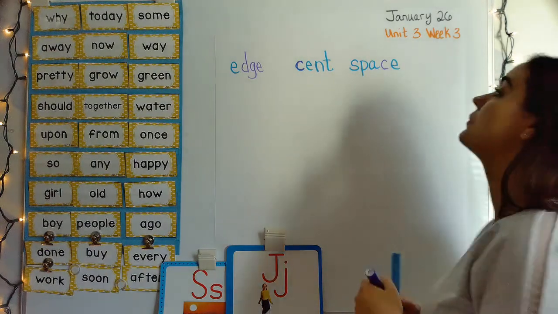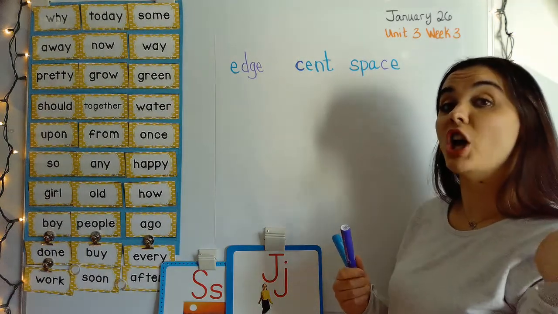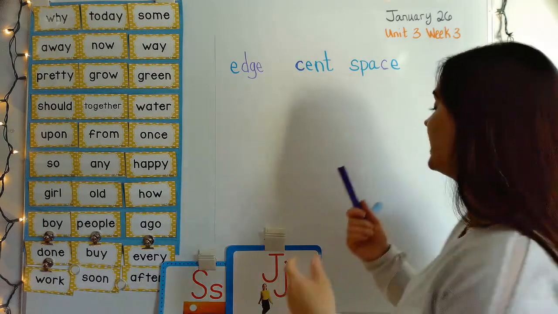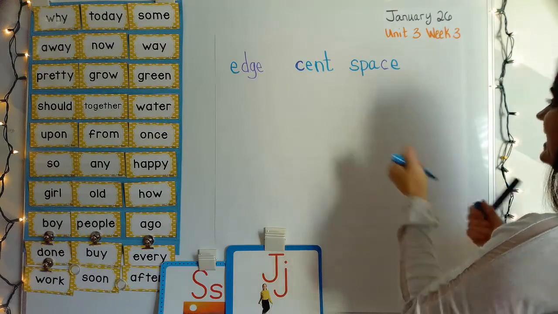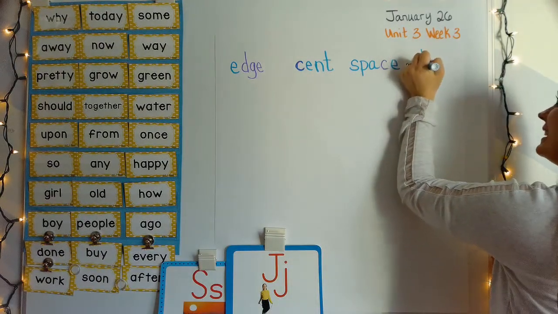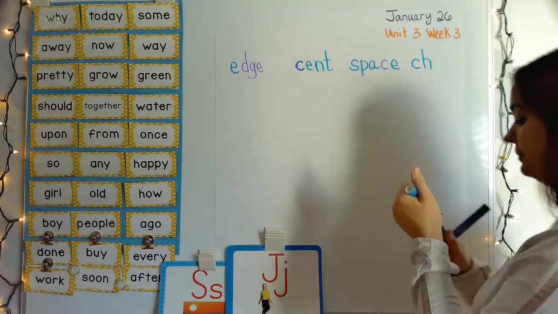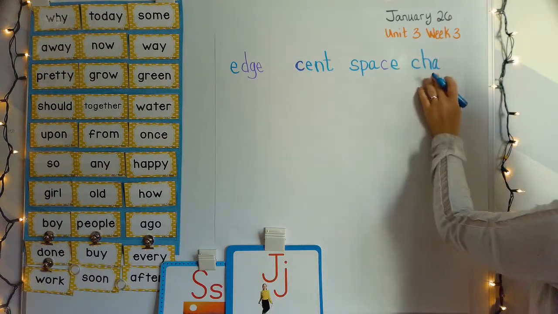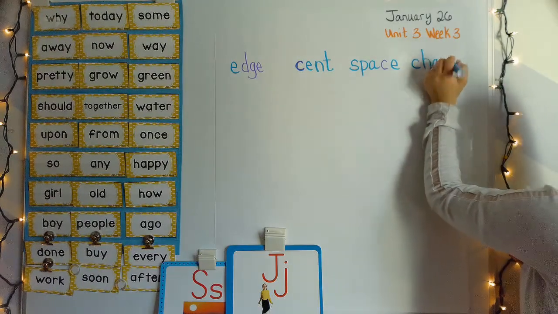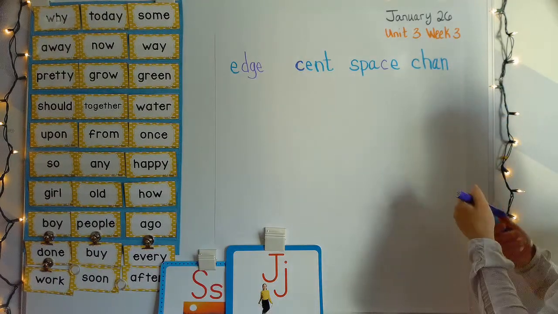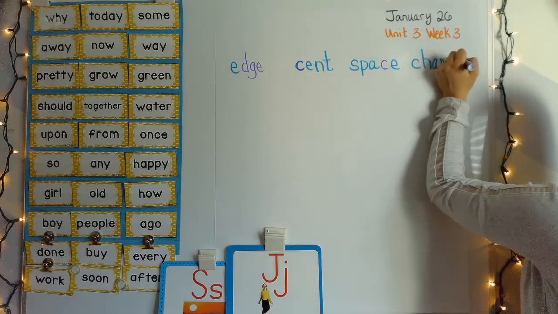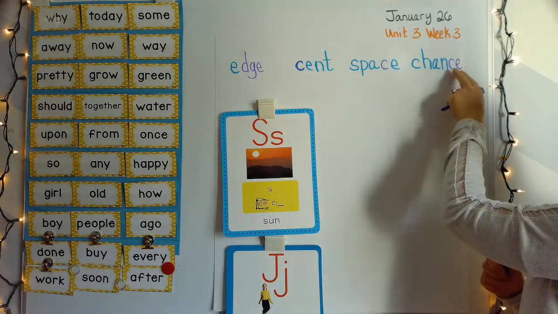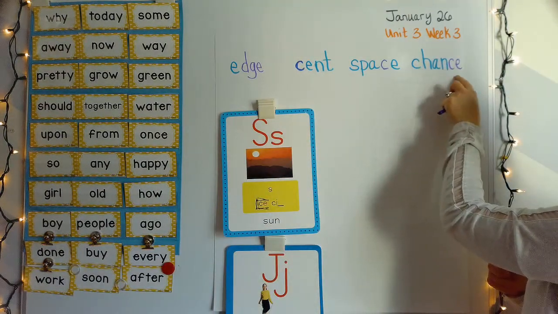Next word, chance. Your turn. Cha, a, n, s, chance. I have to think about that for a second. Remember, C-H says cha. A says ah. N says n. And C-E is the way to spell that soft C. S, cha, and s, chance.